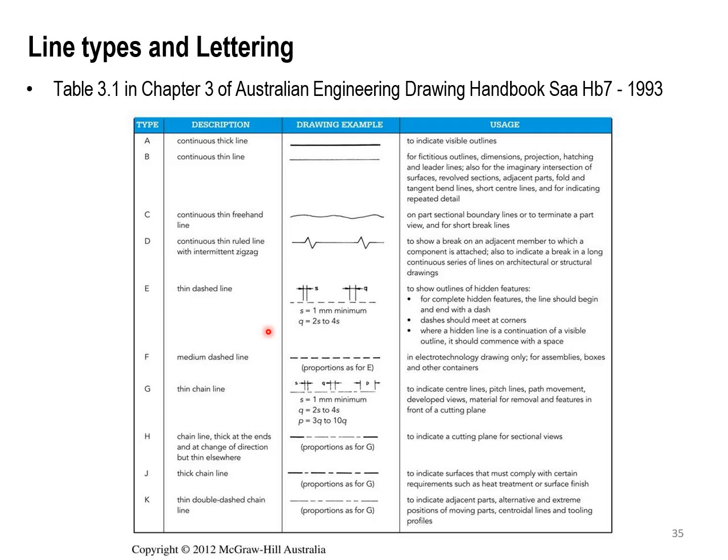We have the medium dashed line, and we have the thin chain line, and we have the chain line which is going to be thick at the ends, and thin at the bottom with the change of direction, but thin elsewhere. We can have the thick chain line, and we can have the thin double dashed chain lines. So you can know the usage of each one as described in the table that's available for you in the lecture slides.